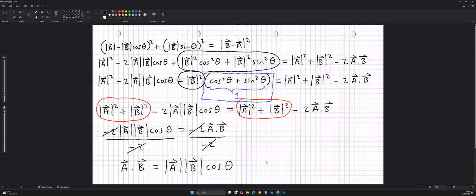Hence we have our proof of what the dot product is in terms of the angle theta, and also the magnitudes of the vectors a and b.